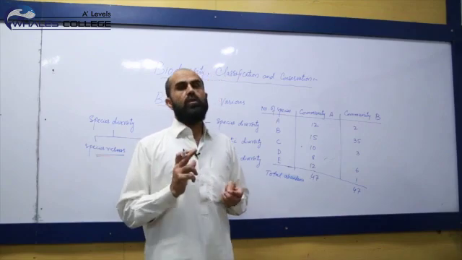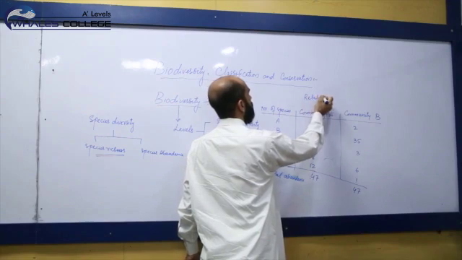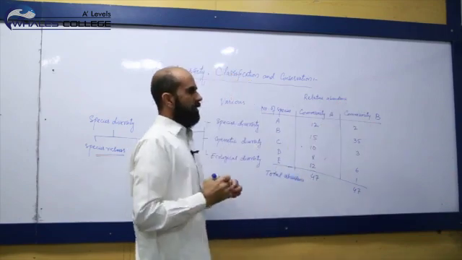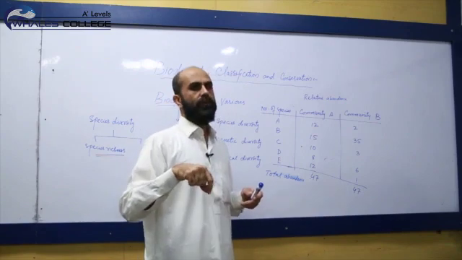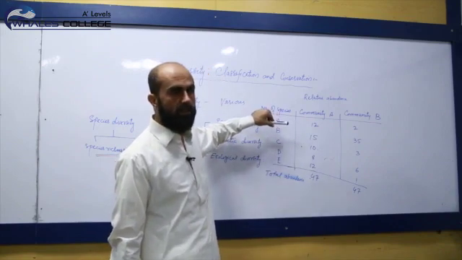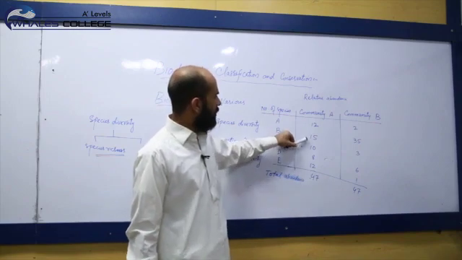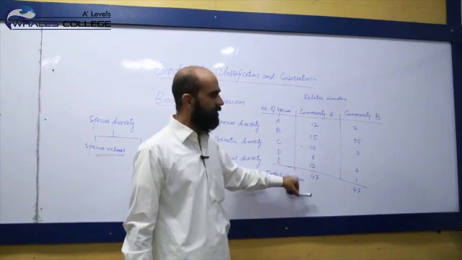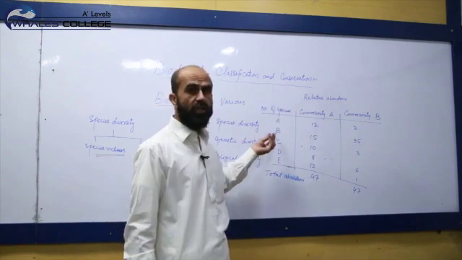Now there's one more thing, which is called relative abundance. What is relative abundance? Relative abundance means the number of individuals in each species with respect to the total number. If you want to calculate the relative abundance of A, it is 12 out of 47, then 15 out of 47, 10 out of 47, 8 out of 47, 12 out of 47. This is the relative abundance of each species in a community.